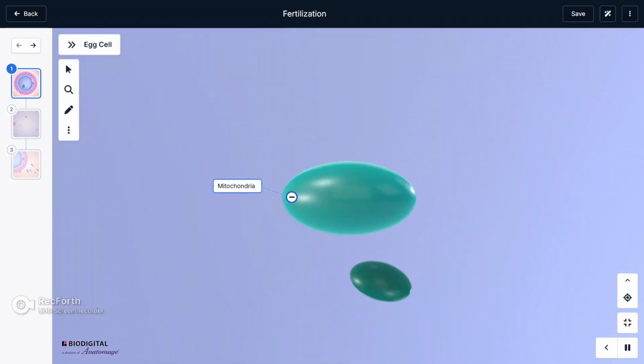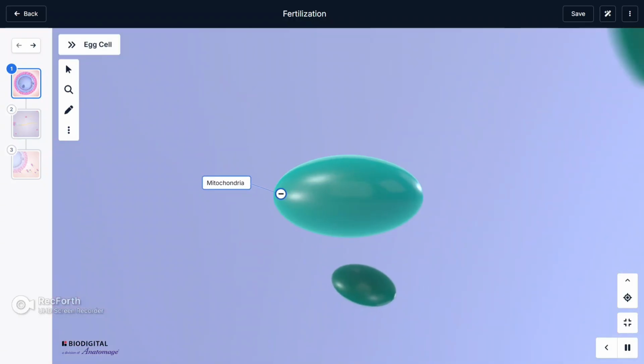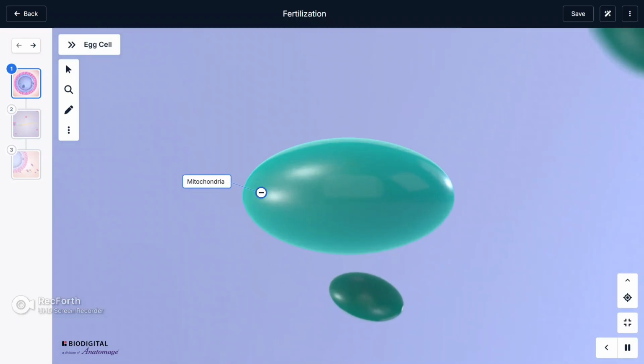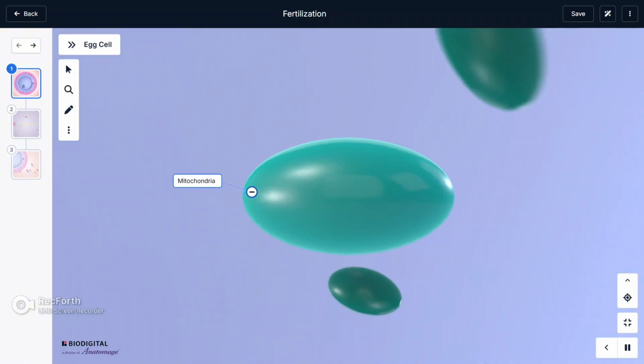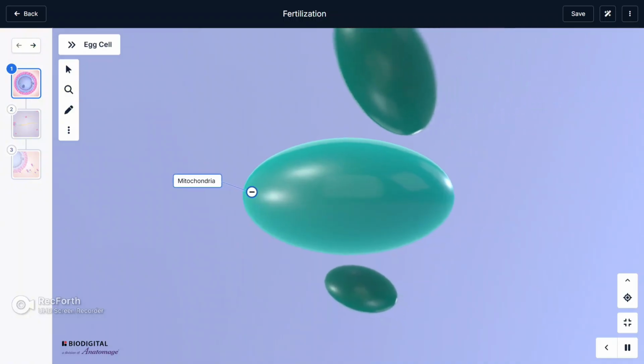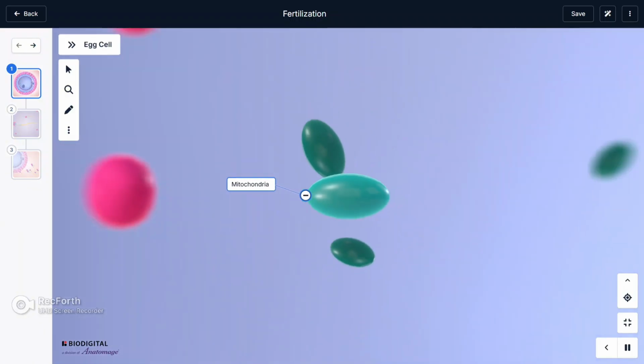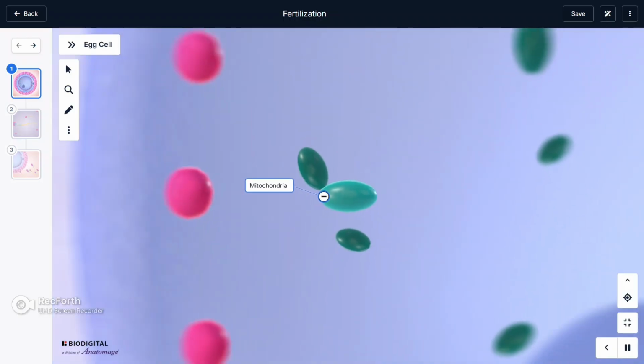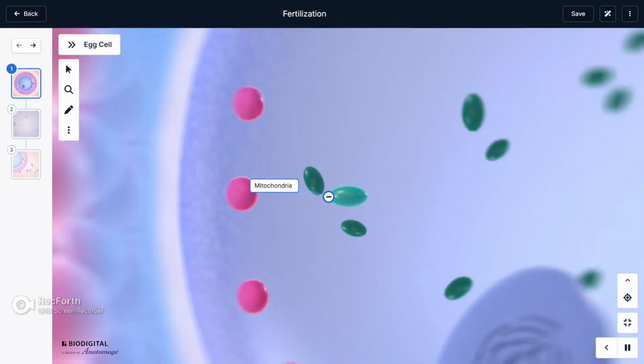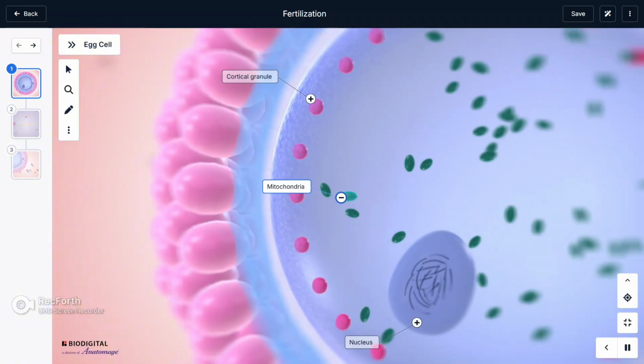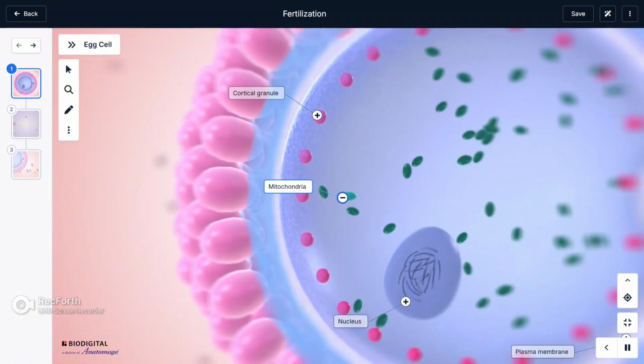And this is mitochondria, often called the powerhouse of the cell. And mitochondria in the egg are inherited solely from the mother. They provide the necessary ATP, or energy, for cellular processes and the rapid divisions that occur immediately after fertilization.